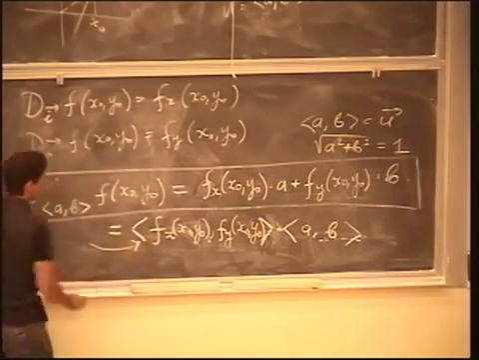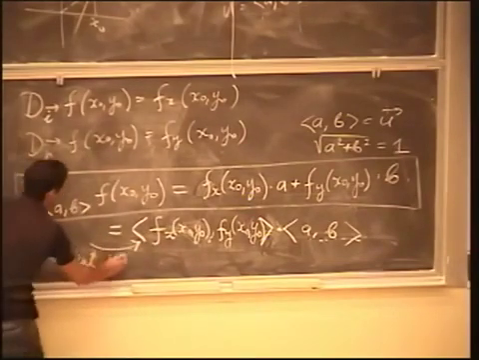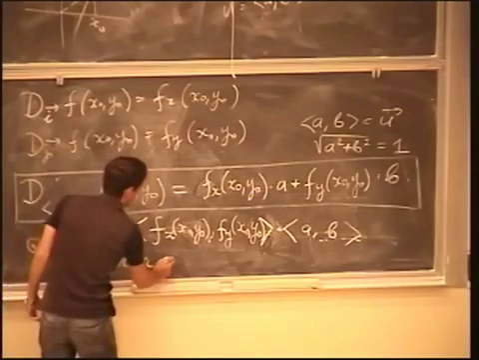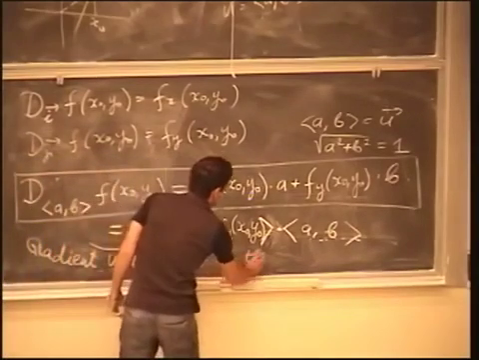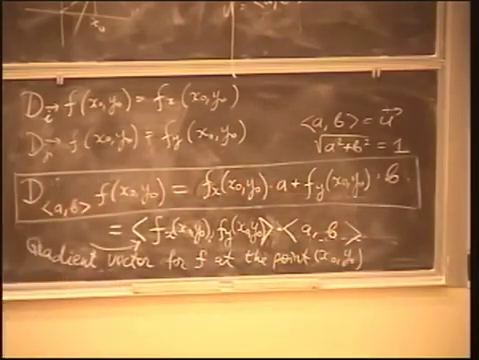So in fact, we'll introduce notation and terminology for it. This vector is called the gradient vector. Gradient vector. For the function f at the point x0, y0. And we will introduce notation for it.